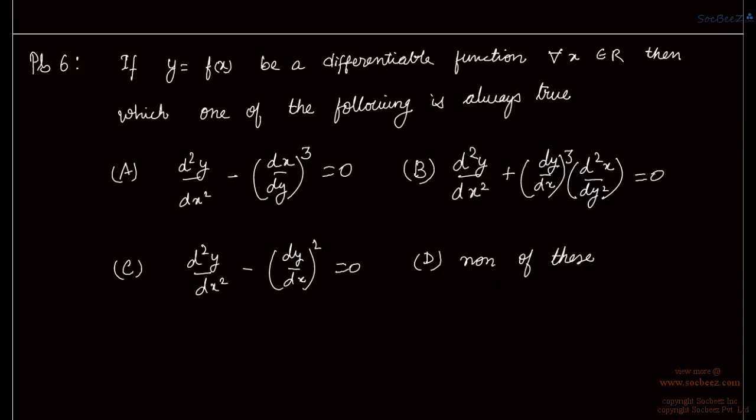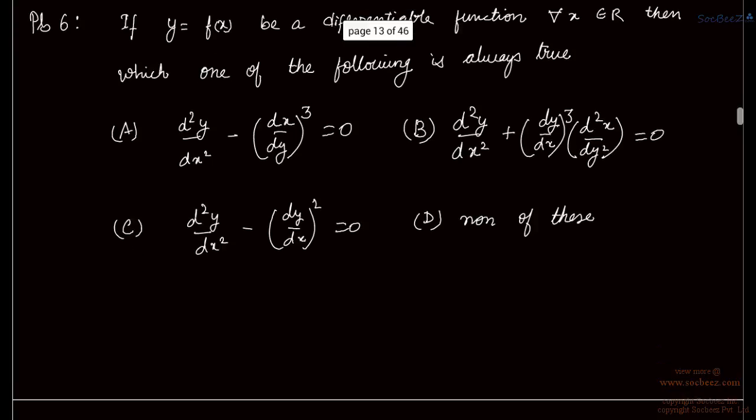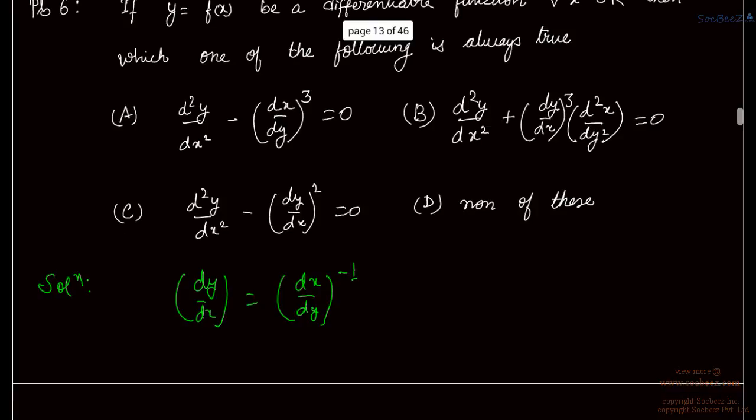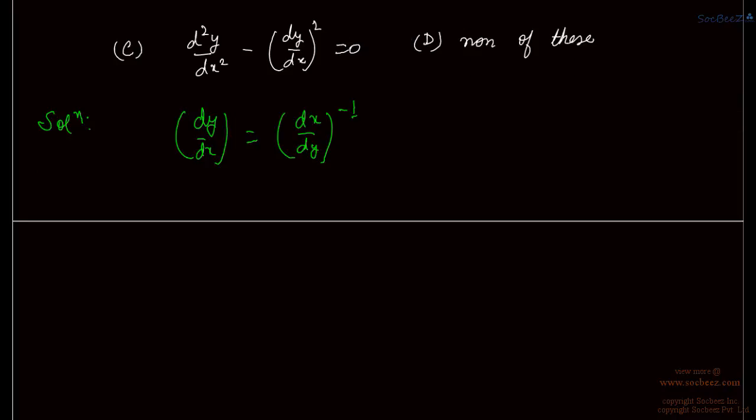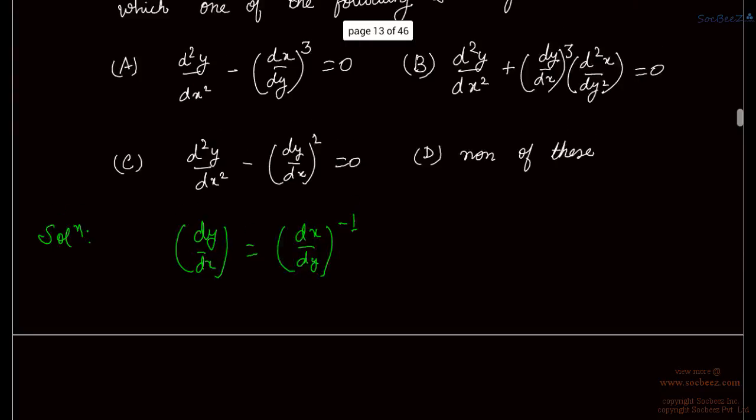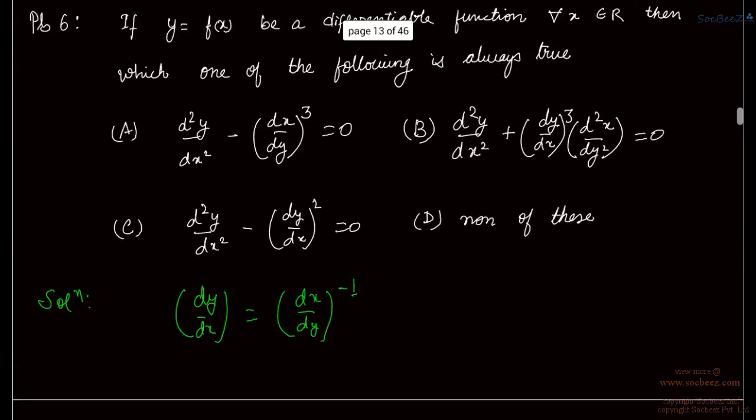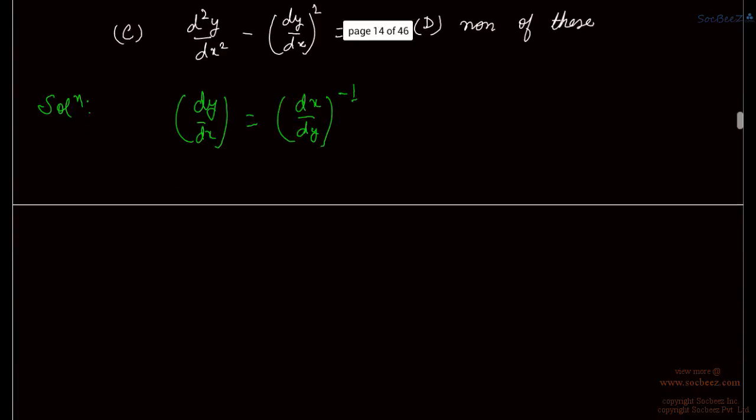We have problem number 6. If y is equal to f(x) be a differentiable function, then for all x which belongs to real, which of the following is always true? Okay. So there is a relation between the derivatives. So we can write dy upon dx as (dx upon dy) inverse, right? Now differentiating both the sides, because we have a relation in dy by dx and dx by dy. So we write dy by dx in the form of dx by dy, and then we differentiate to get the second order differential equation. So we are differentiating with respect to x both the sides.